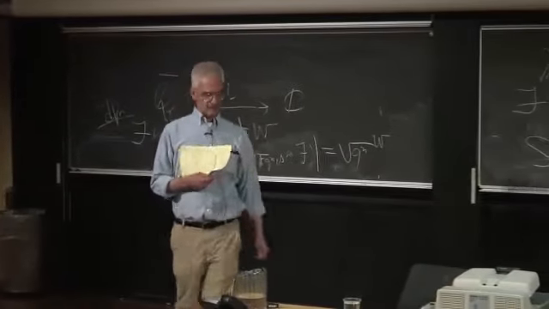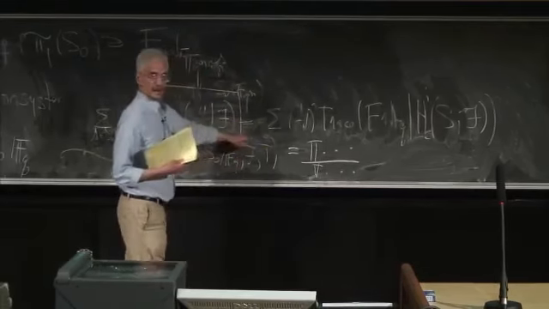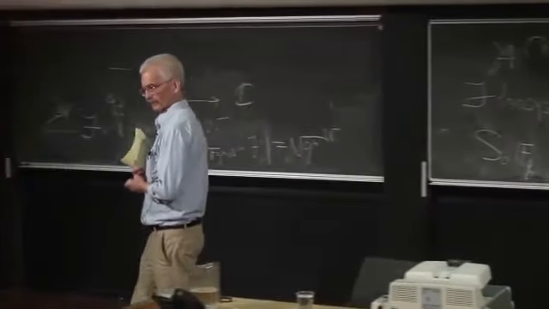And the next thing that happens in this story, and this is kind of the key step in Deligne's Weil I paper, is that he gives an a priori criterion that if it's satisfied by what he calls an iota-real local system. And iota-real means that all these traces, when you view them under iota as complex numbers, are in fact real numbers.